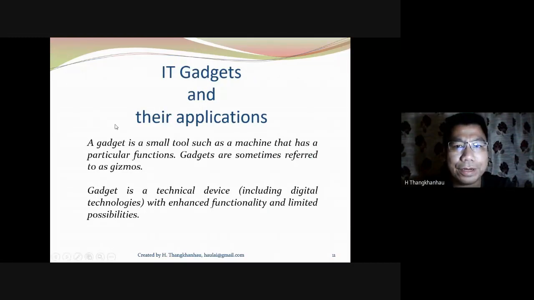Okay, so we'll go to the next topic in this first chapter, which is IT gadgets and their applications.